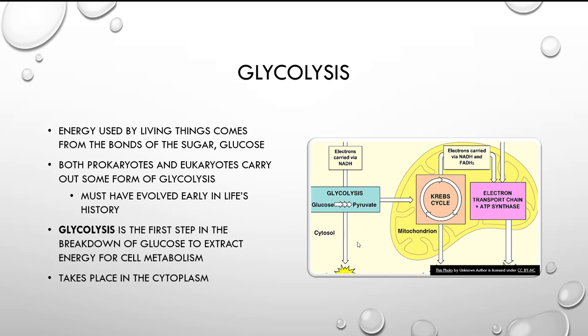And if you notice, it occurs outside of the mitochondria. So our prokaryotes, remember, they don't have mitochondria, they don't have organelles. So this is occurring in the cytoplasm. So all cells have cytoplasm, so all cells can perform glycolysis.